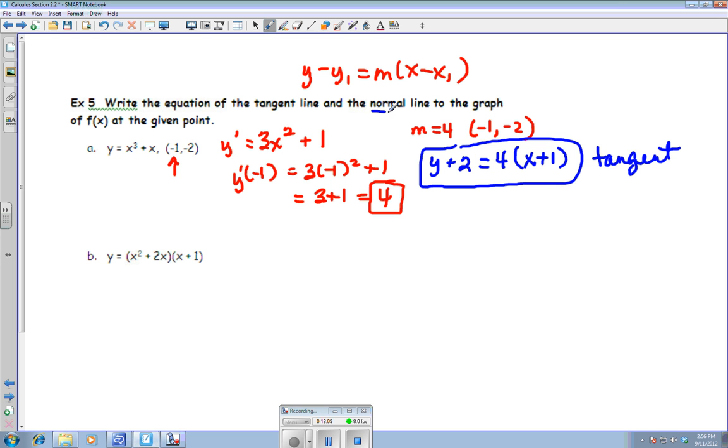Now the normal line is the line that's perpendicular to this. So back in Algebra 1 and Algebra 2, you learned that perpendicular lines have negative reciprocal slopes. So everything's going to stay the same for my normal line except my slope. Instead of 4, it's going to be negative 1/4. That's the equation of the normal line, or the line that's perpendicular to my tangent line.